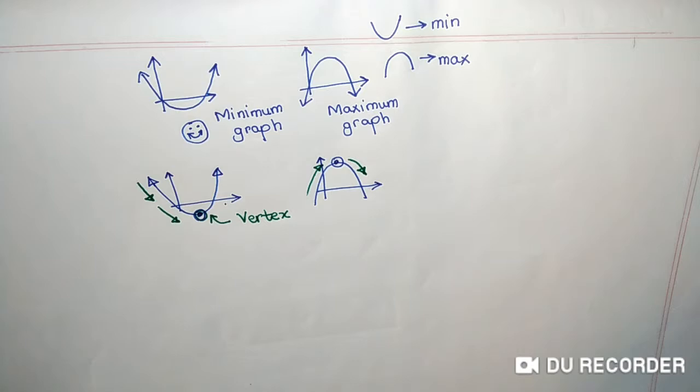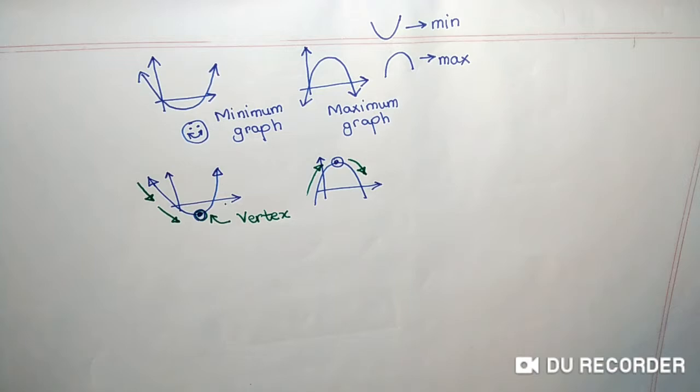So the axis of symmetry is a line which will divide the graph 50-50. Let me repeat one more time. The axis of symmetry is the line which is going to cut the graph into two equal parts, 50-50. It may be a maximum graph, it may be a minimum graph, but it's a line which will be cutting the graph into two equal parts. So this is what the axis of symmetry means, and there is a straightaway formula from the vertex form.